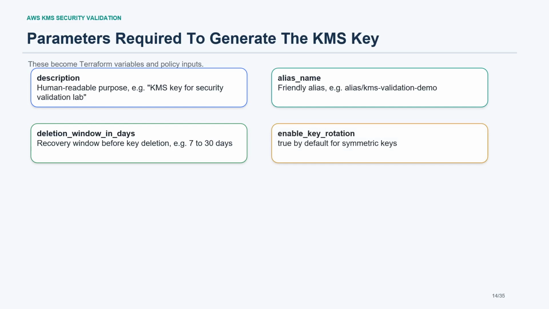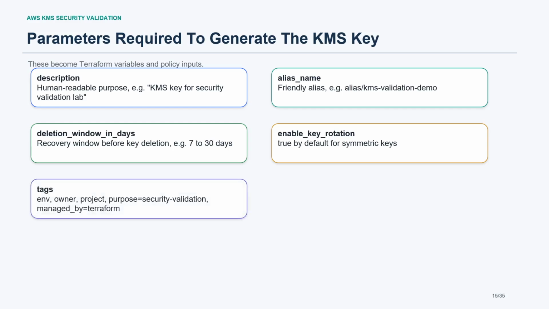Why key rotation? Because look, suppose one KMS key is used in the production database. If that KMS key is compromised, then it is risky. For that reason, within some time period, we have to rotate the keys. Then also we have to manage the tags so that my audit engineer can easily track it.